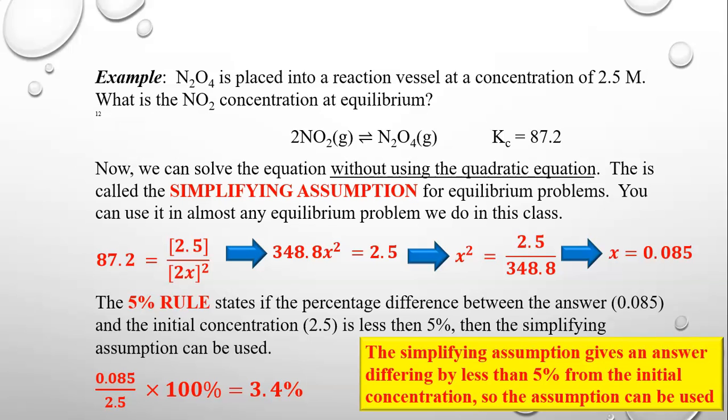The 5% rule states if the percentage difference between the answer, in this case 0.085, and the initial concentration 2.5 is less than 5%, then the simplifying assumption can be used. So we can just calculate if it is less than 5%. So 0.085 over 2.5 times 100% gives you 3.4%. So the simplifying assumption gives an answer differing by less than 5% of the initial concentration, so the assumption can be used. And that's going to be true in every problem that we do.